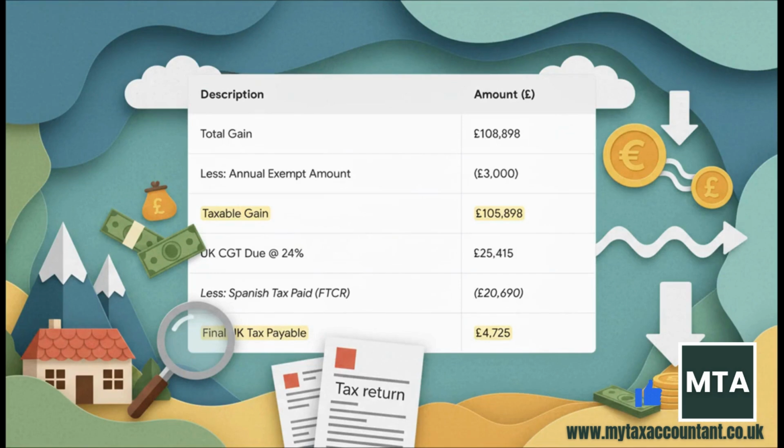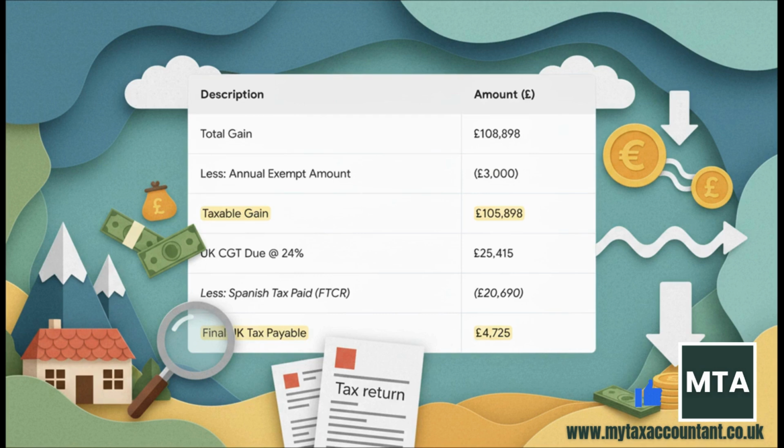Let's jump back to Amira and see how this relief is a total game changer. So her gain was over £108,000. We knock off her £3,000 allowance. At the 24% rate, her UK tax bill would have been a painful £25,415.